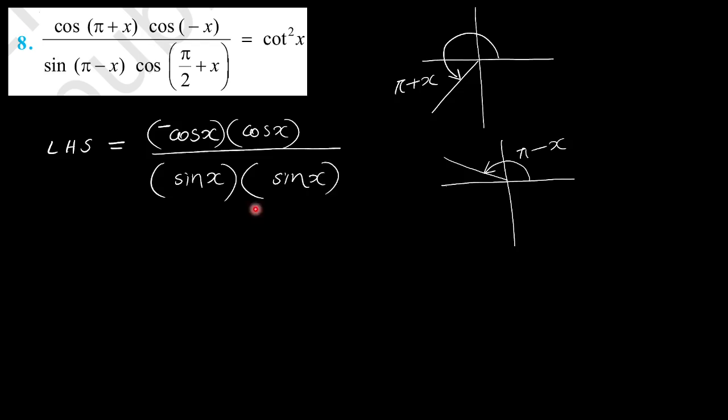Check the sign. 90 plus x means more than 90 degrees. Understood? 90 plus x is greater than 90, so it is in the second quadrant. Cos of the second quadrant will be a negative number. In the second quadrant, only sine is positive. Cos of the second quadrant will be a negative number.